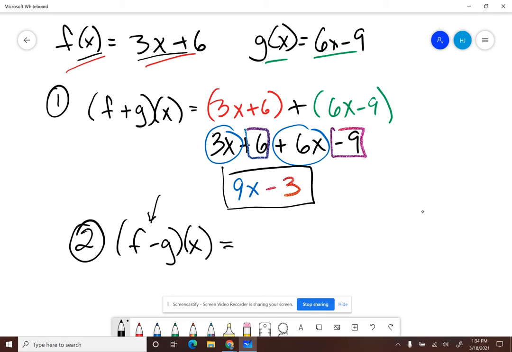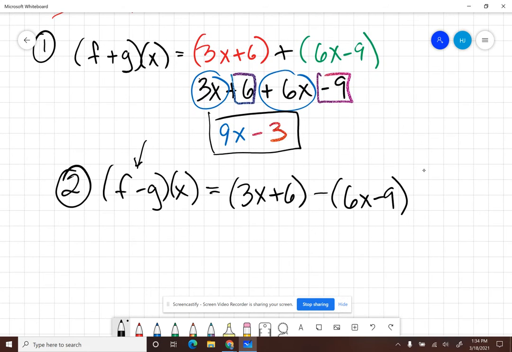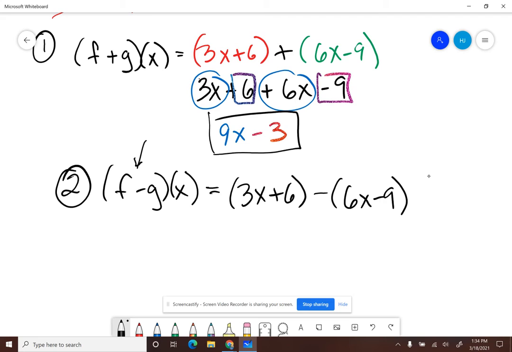So again, I'm going to get into a good habit of writing 3x plus 6 in parentheses. This is my f of x function. And then I'm going to subtract from that my g of x function, which is 6x minus 9, okay? So when we're talking about subtraction, now all of a sudden, the parentheses do matter, because the subtraction is in front of them. So let's rewrite this. 3x plus 6 is just going to come down the way it is. But now I am subtracting 6x. So subtraction is a negative.